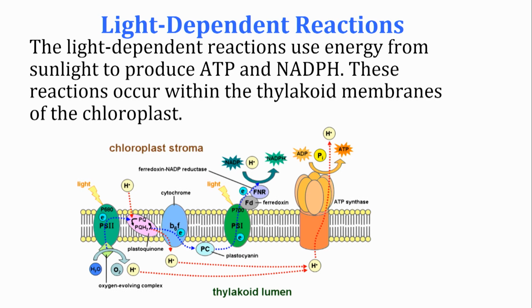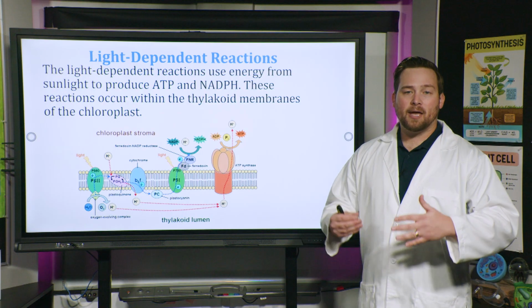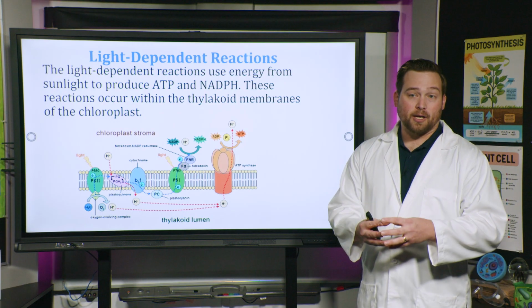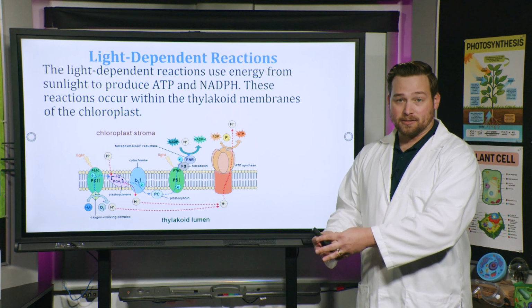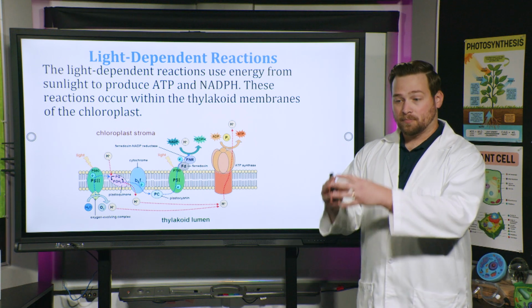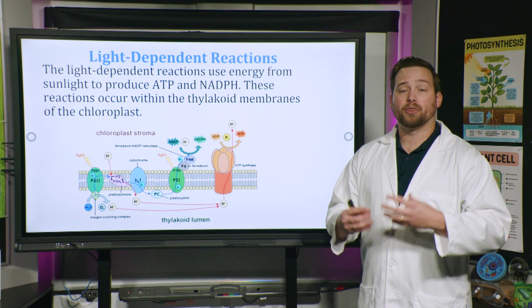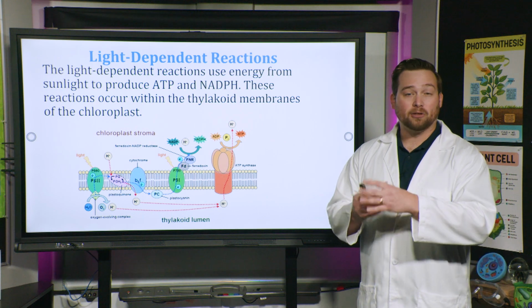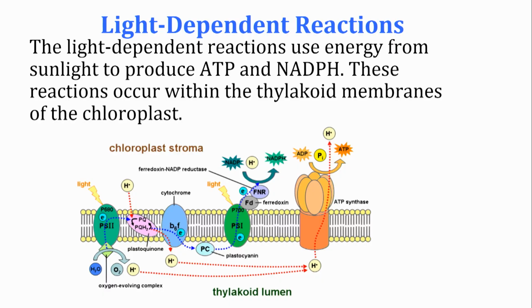Just a little reminder: chloroplasts are organelles inside of plant cells. Inside of the chloroplasts are these things called thylakoid membranes. They kind of look like a stack of pancakes. A whole stack of pancakes is called a grana, and one individual pancake is called a thylakoid membrane. So that's where this is happening inside of the chloroplast.